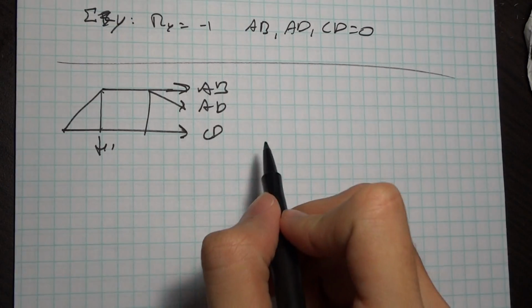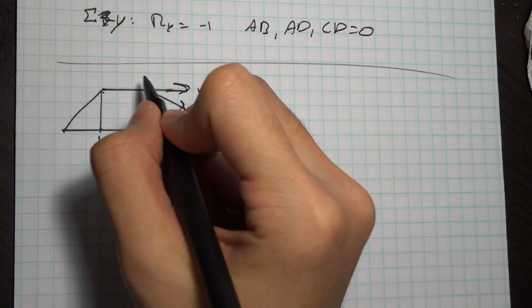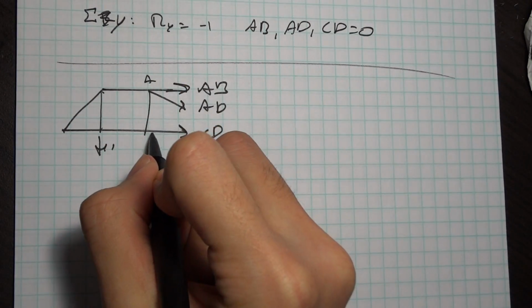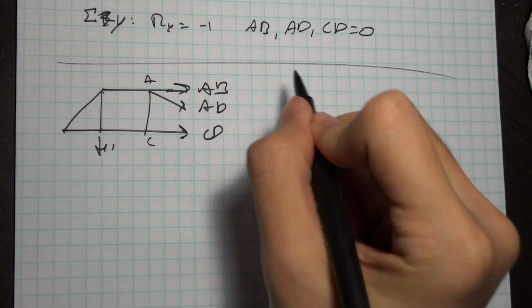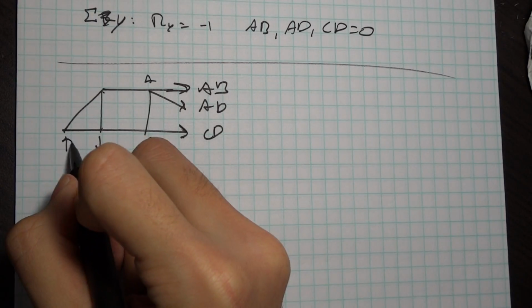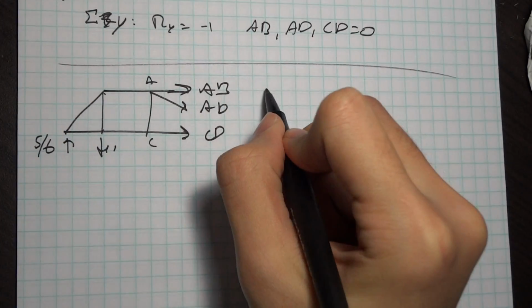So AB, AD, CD. This is point A, C, and I'm not going to draw points B and D. I think the easiest way of solving this one would just be to take moment about A first.